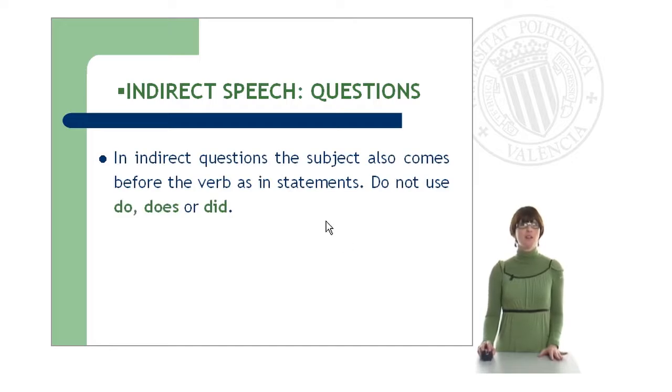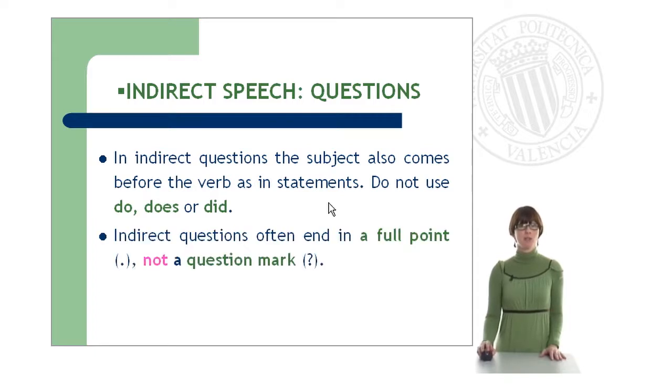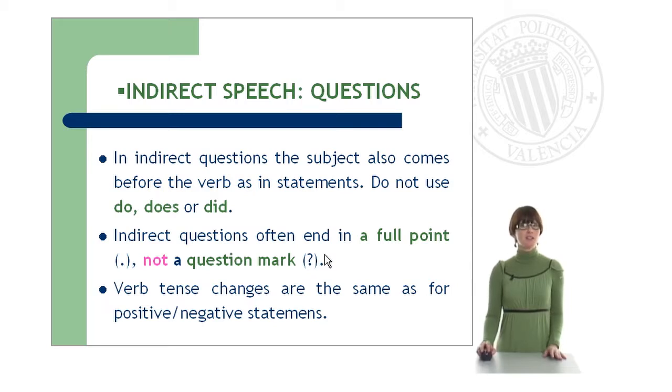Okay, remember, in indirect questions, the subject also comes before the verb as in statements. This means that a reported question is no longer a question. So, do not use do, does, or did. In indirect questions, we often end in a full stop, and they never end with a question mark. And finally, remember to make the necessary changes in the verb tenses as well as in the pronouns or place-time expressions.